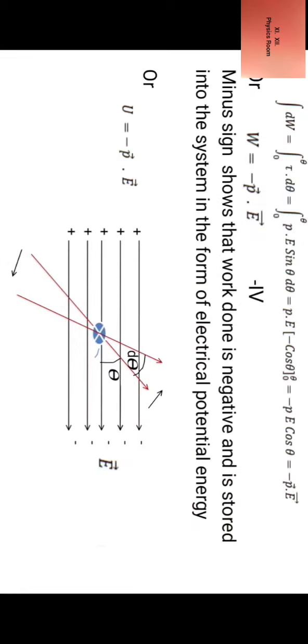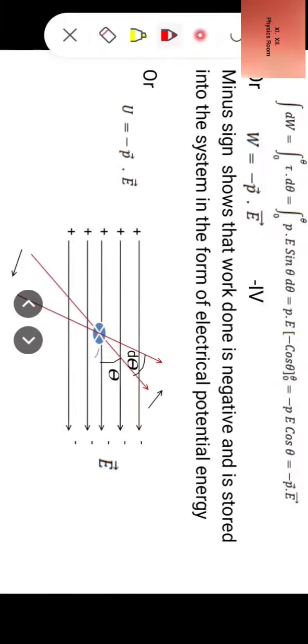Now integrating equation 3, we have integration dW is equal to integration τ dθ, or it is equal to 0 to θ, |p||E| sin θ dθ, or it is equal to pE[−cos θ] limit 0 to θ, or it is equal to −pE cos θ, and it is equal to −p·E, or we can write W is equal to −p·E. Let us mark it as equation 4.